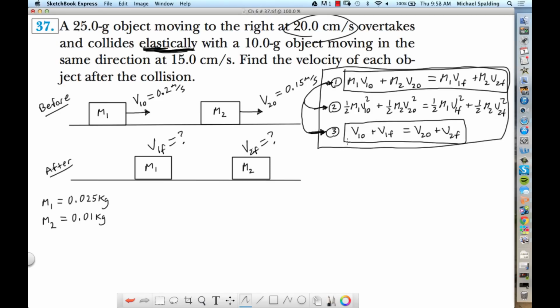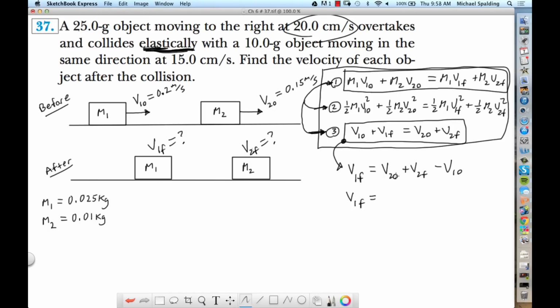Okay, so here's how I solved it. I took the third equation and I solved it for V1 final. So V1 final is going to equal V2 initial plus V2 final minus V1 initial. And then go ahead and put numbers in right now. That's what I would do.